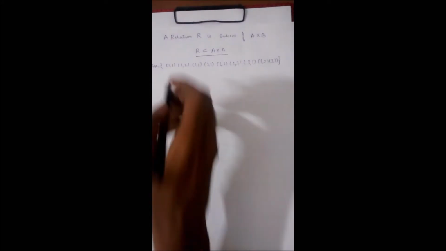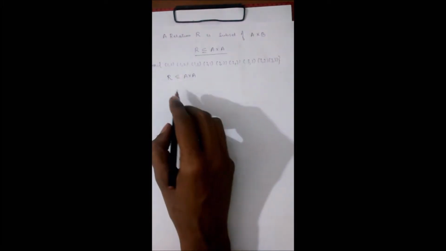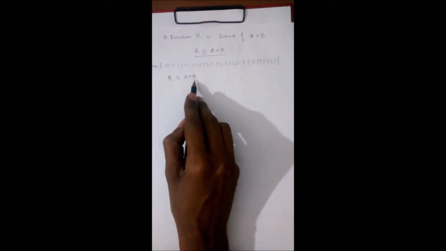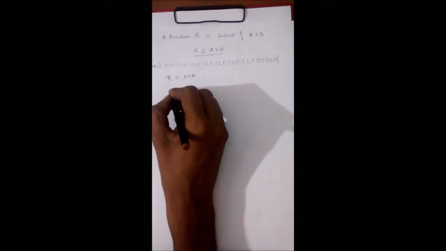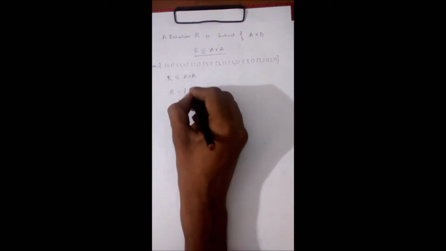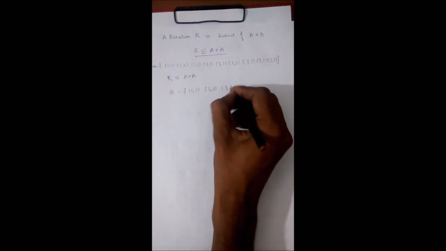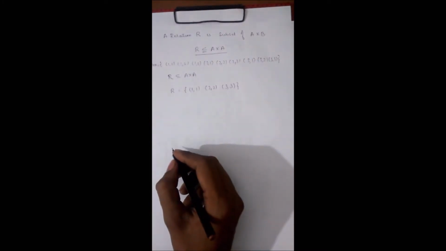Now I have a relation R which should be a subset of A cross A. We put equal also because we will study that this relation can be the whole A cross A also. Okay, now R equals {(1, 1), (2, 2), (3, 3)}. I choose this as my R. Is this a relation? Of course, because this is a subset of A cross A.